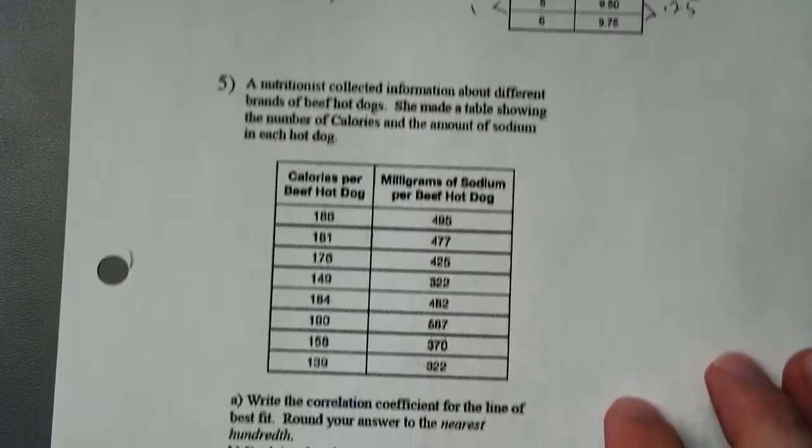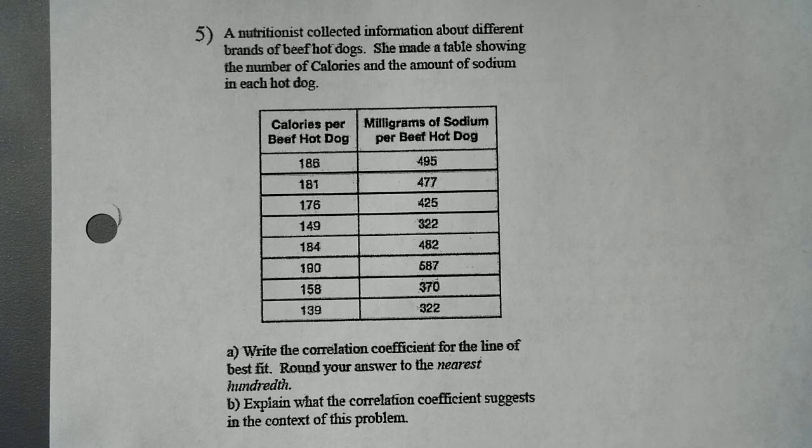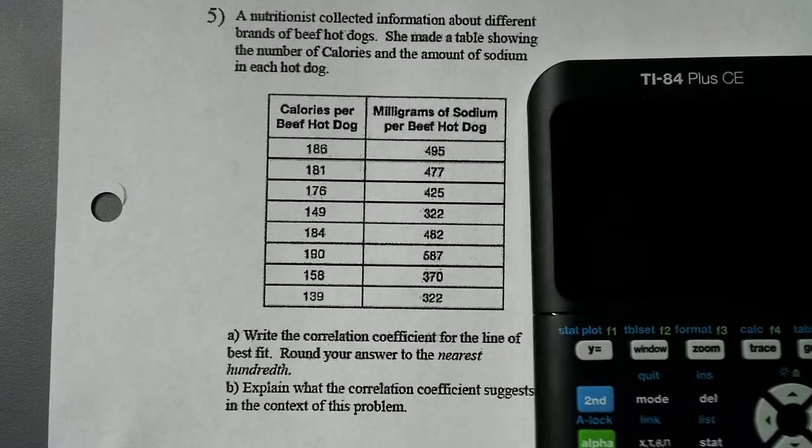Let's look at number 5 now. A nutritionist collects information about different brands of beef hot dogs. She made a table showing the number of calories and the amount of sodium in each dog. It says write the correlation coefficient of the line of best fit, then round your answer to the nearest hundredth. Explain what the correlation coefficient suggests in the context of this problem. So this is where we're actually going to have to use it. We're not just comparing, we're actually going to have to plug it in.